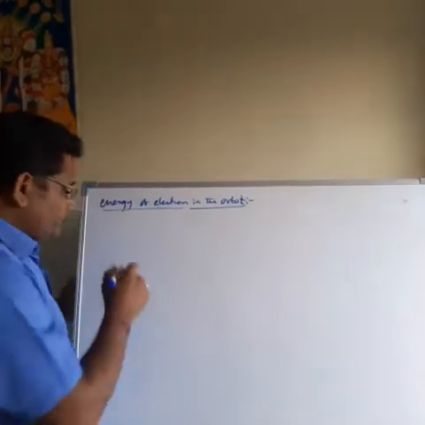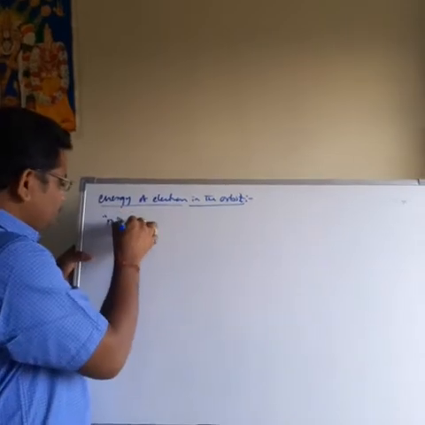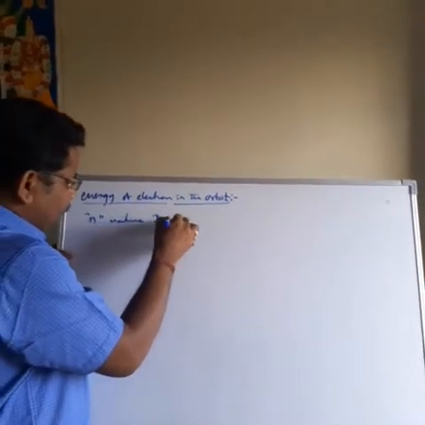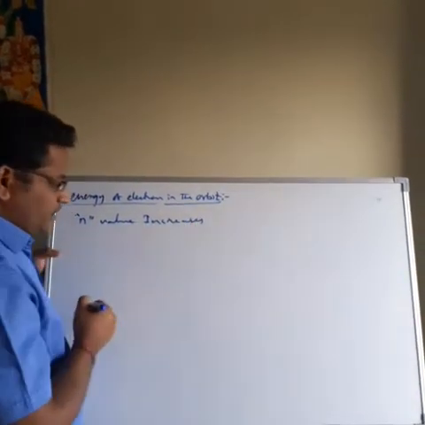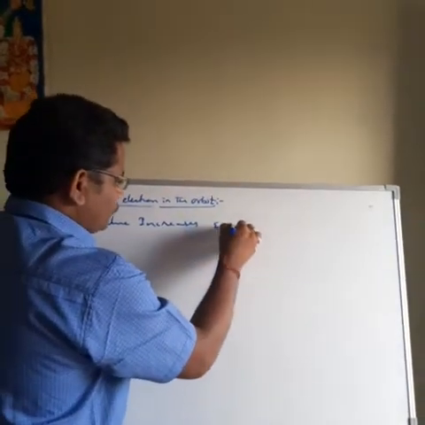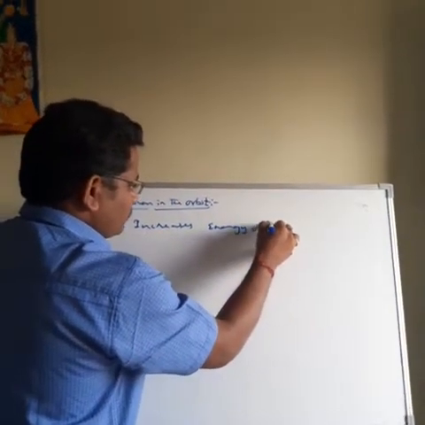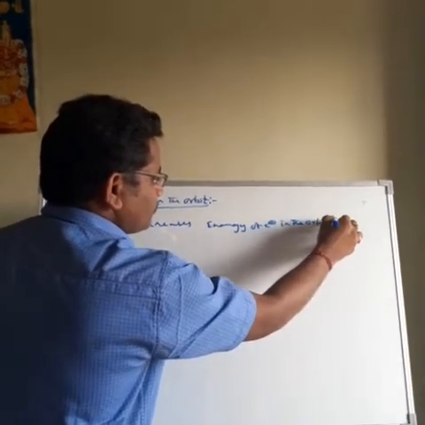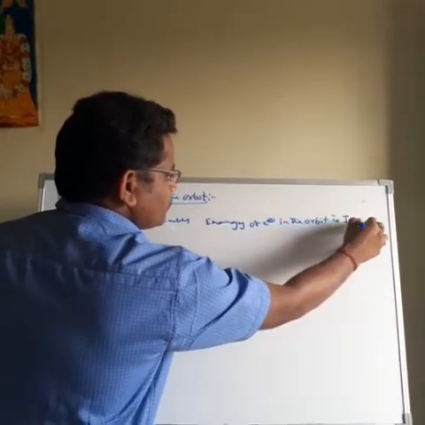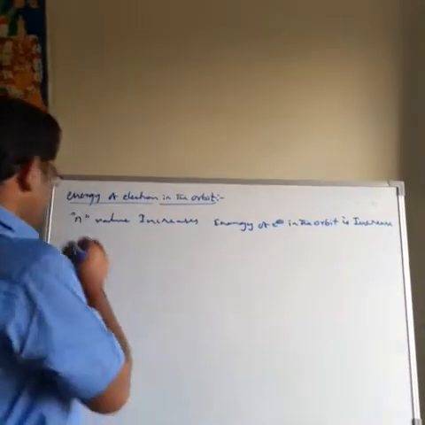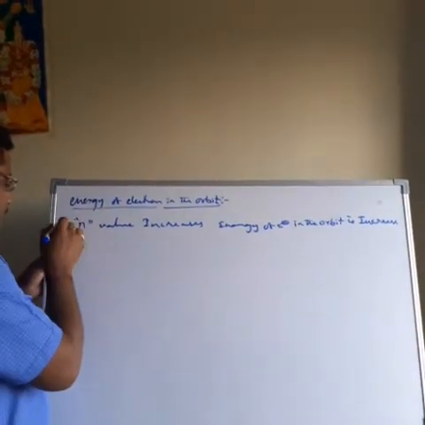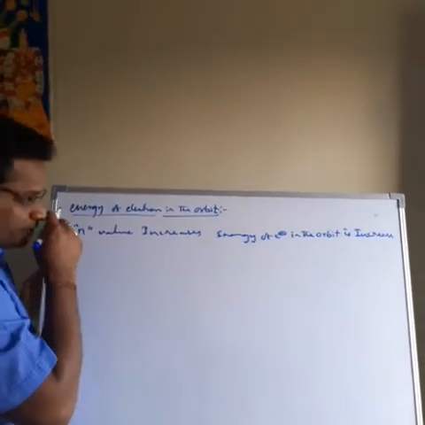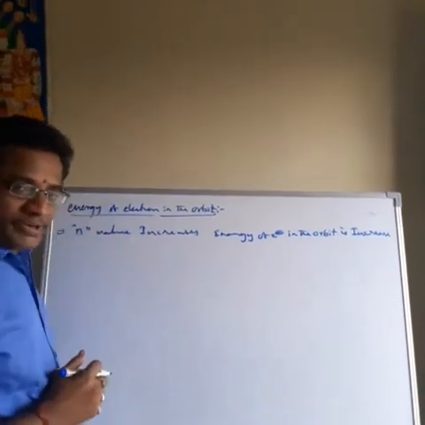Then next one is, when the n value is increased, the energy of the electron in the orbit is increased. That is one of the important points. N value is increased, energy of electron in the orbit increased.